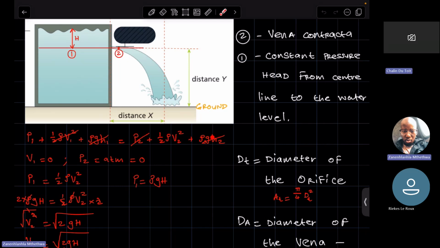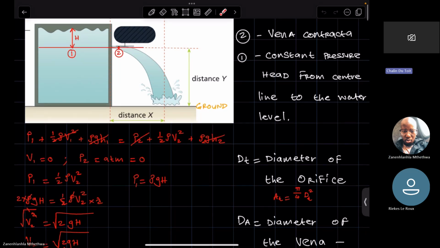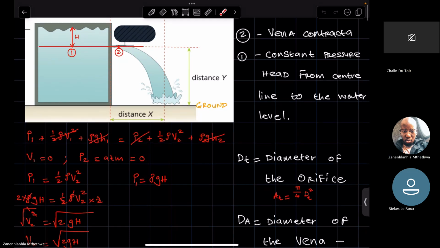Now, because the 2 points are coaxial, it means they are the same height from the ground, which means that as far as potential energy, they will have the same potential energy. That is why these two have been cancelled, because essentially H1 and H2 are equal, right?